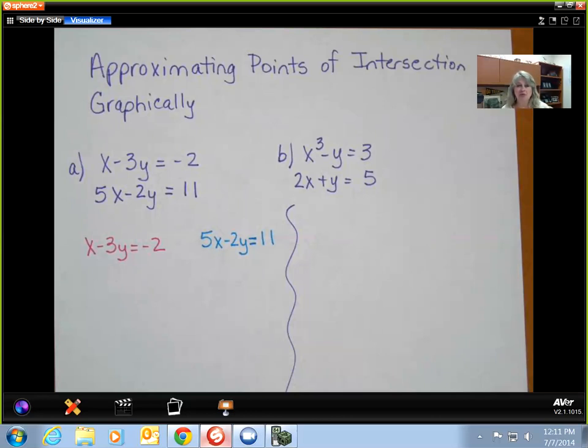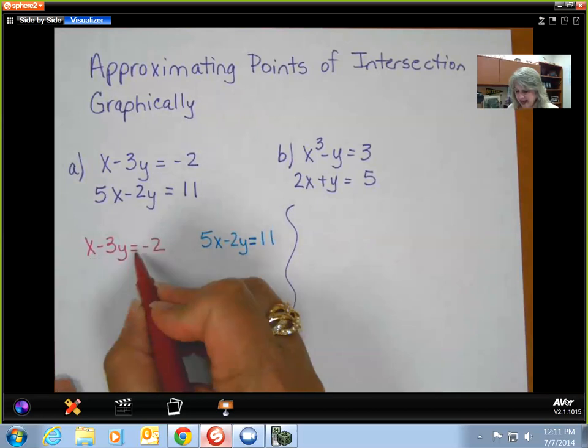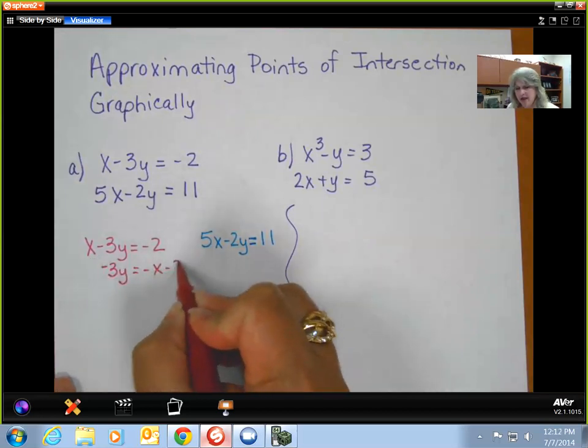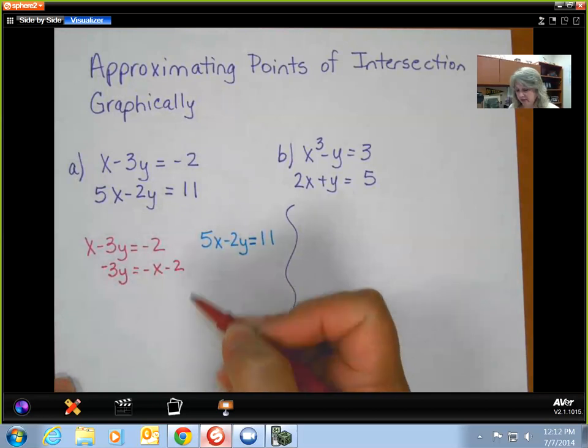All right, the first problem is x minus 3y equals -2 and 5x minus 2y equals 11. Both of these are lines. Where do they intersect, if any place? So first of all, we've got to get it into y equals in order to put it into our calculator. So let's look at the first one, x minus 3y equals -2. We're going to get y by itself, so let's subtract x. And then we're going to divide everything by -3.